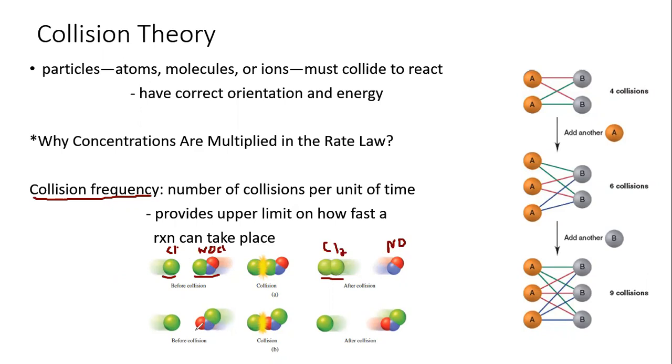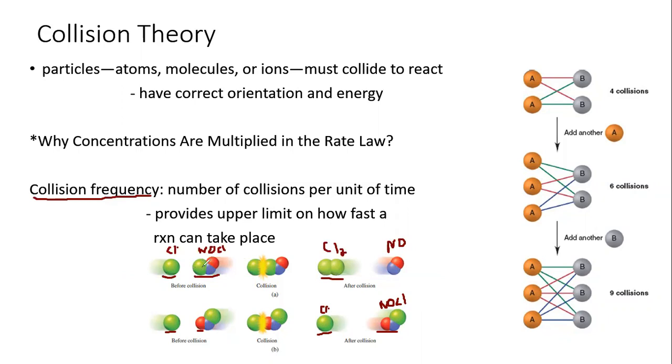Now, if the orientation is different, let's say we rotate it 180 degrees, and now the oxygen reacts with the chlorine radical, then you see that we don't get any reaction. So the chlorine radical is still in place, and NOCl is still intact. So it has to have the right orientation for a reaction to occur.